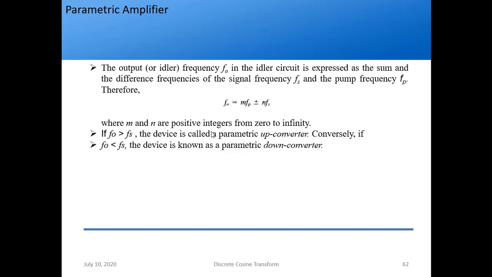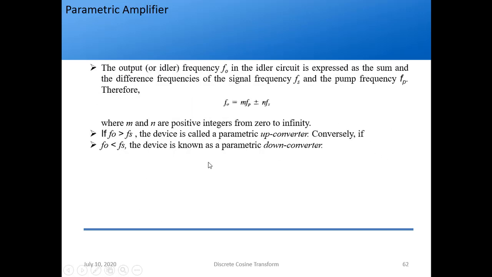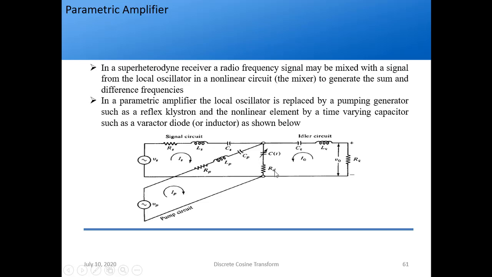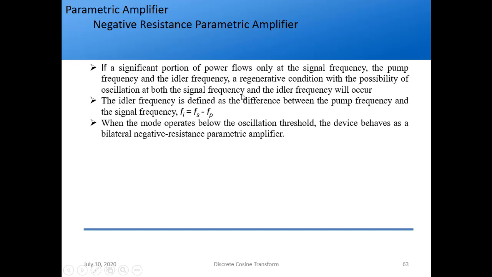The output or idler frequency f0 in the idler circuit, which is this circuit, is expressed as the sum and difference frequencies of the signal frequency and the pump frequency. Since this is compared with a heterodyne receiver, this f0 will be the sum and difference of these frequencies, obviously. So f0 is mfp plus or minus nfs, where m and n are positive integers from 0 to infinity. If f0 is greater than fs, the device is called a parametric up converter, else it is called a parametric down converter.